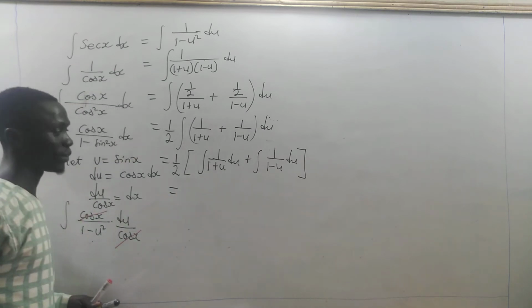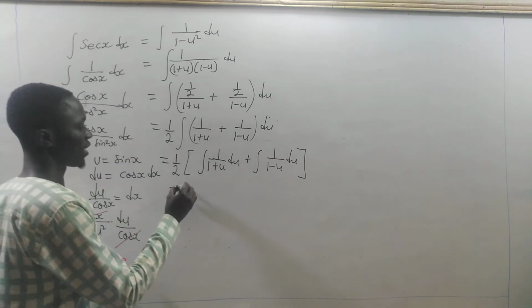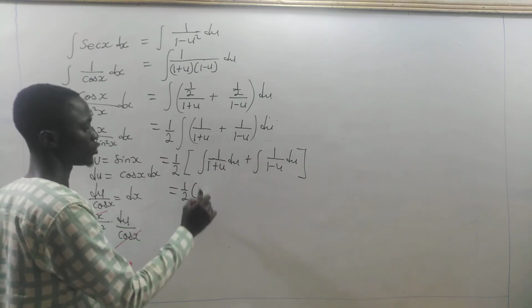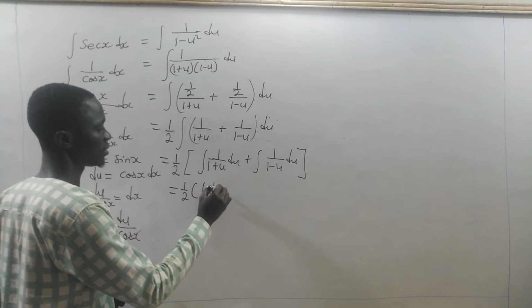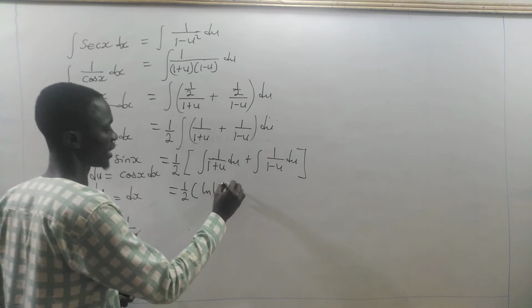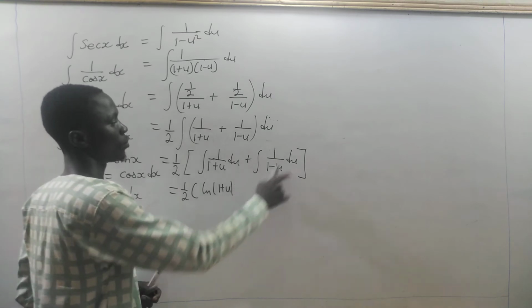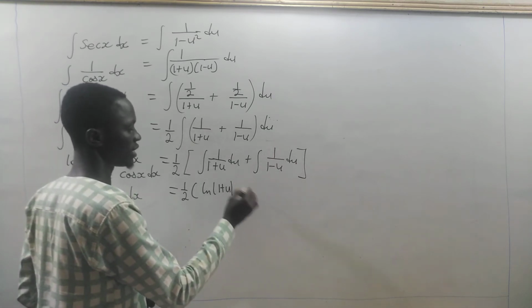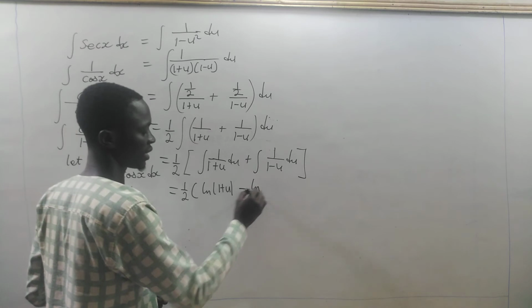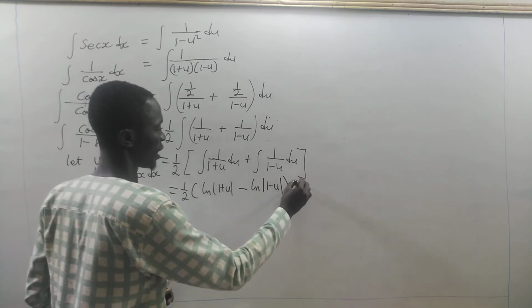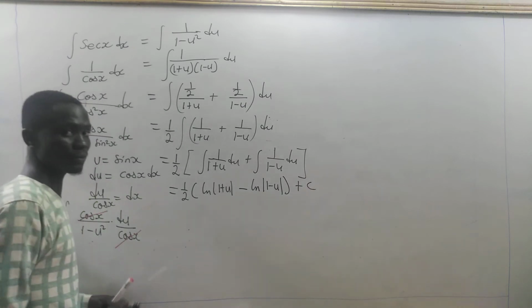So let's do it more properly. This will give us half times the integral of 1 divided by 1 plus u, which is ln of 1 plus u. That's the natural log of 1 plus u. And then the integral of 1 divided by 1 minus u is the same as negative the natural log of 1 minus u. Then plus the constant c.